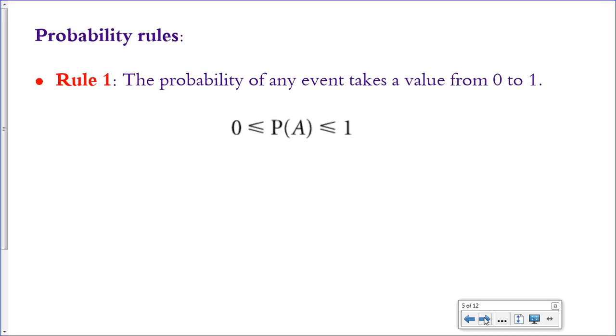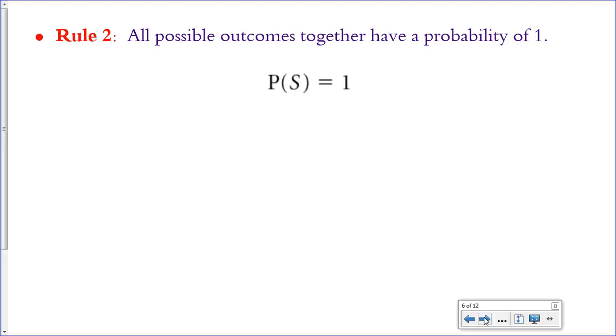So now to dive into the probability rules, and these will stretch across the chapter. We'll do the first 4 today. So rule 1 is that the probability of any event takes a value from 0 to 1. This is basically the same as the first concept that you wrote down in these notes, but written symbolically. And the second rule, similarly, is sort of foundational. The fact that all possible outcomes together have a probability of 1. So this is like, what's the probability of rolling a 1 through 6 when you roll a 6-sided dice? It's going to be 1, because the probability of getting something in the sample space is going to be 1.